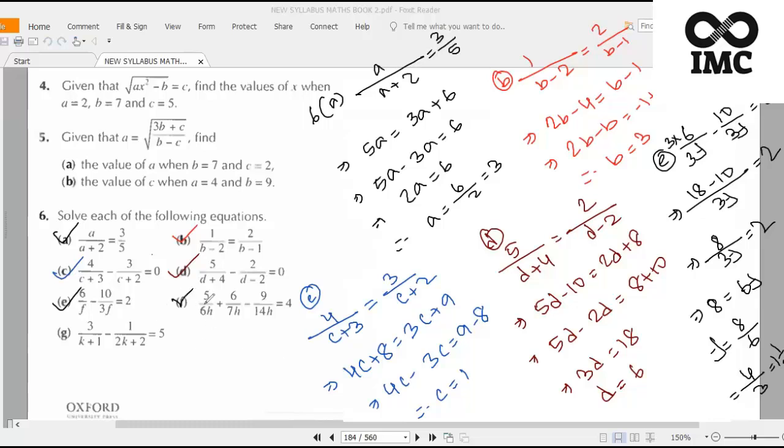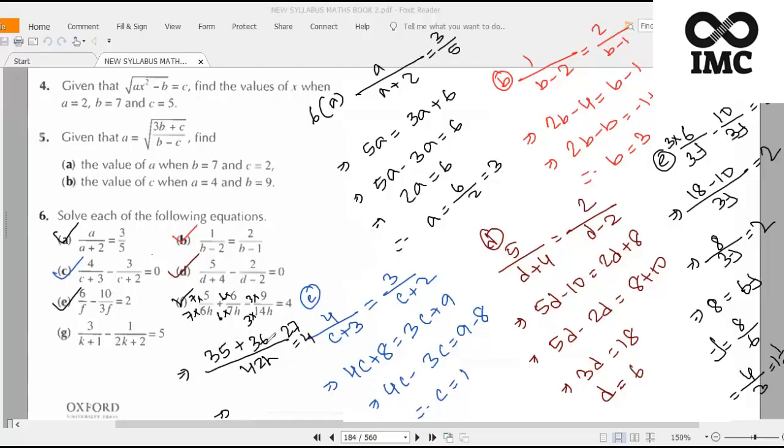Number f. To make the same denominator, we need to multiply this 6 by 7, 7 by 6 and 14 by 3. Okay, then all denominators will be the same denominator. Now all denominators will be 42h. So 7 fives are 35 plus 6 sixes are 36 minus 3 nines are 27 equal to 4. Now do the cross multiplication and we'll calculate this one.